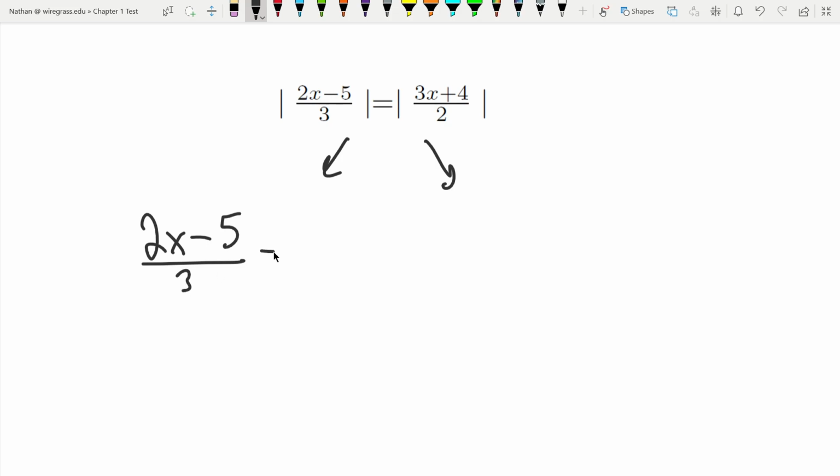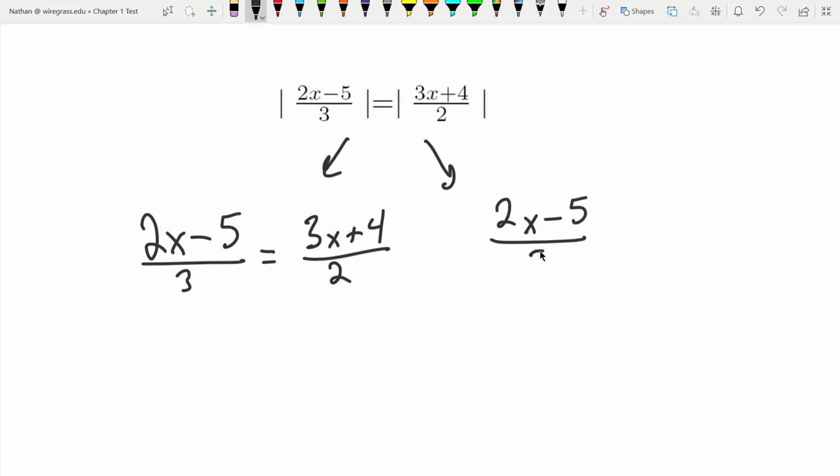So I haven't changed anything from this side. I'm not going to change anything from this side as well. So we get 3x plus 4 over 2. So I've just dropped the absolute values there. Now, the next equation that we're going to get is 2x minus 5 over 3.